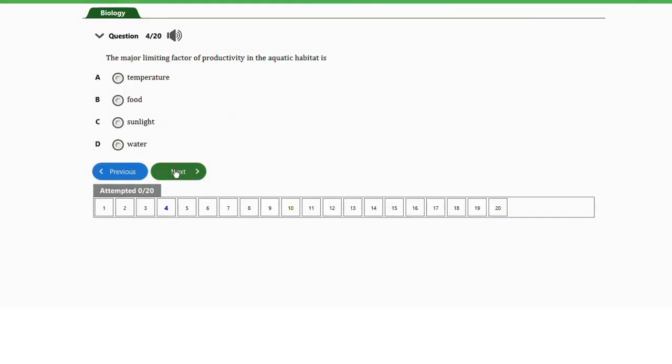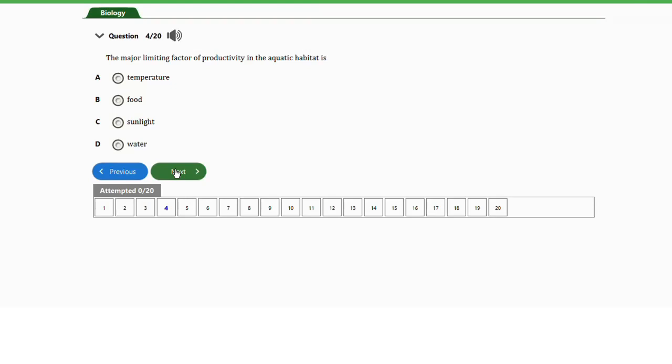Let's look at the next question, and that's question number 4. The major limiting factor of productivity in the aquatic habitat is A, temperature, B, food, C, sunlight, and D, water. So the answer to this question is sunlight.